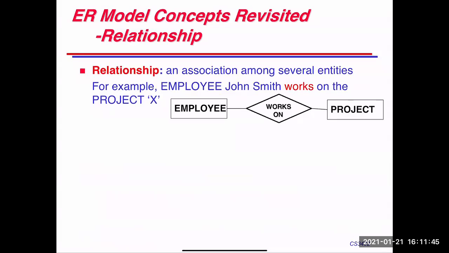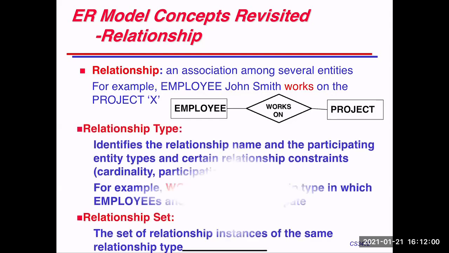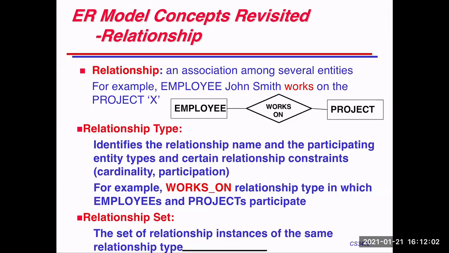And finally, the third piece in the ER model are relationships. A relationship is just an association among several entities. We saw many examples for this also in the tutorial. So here's the works on relationship. And again, similarly as for entities, we distinguish between relationship, relationship type, and relationship set.